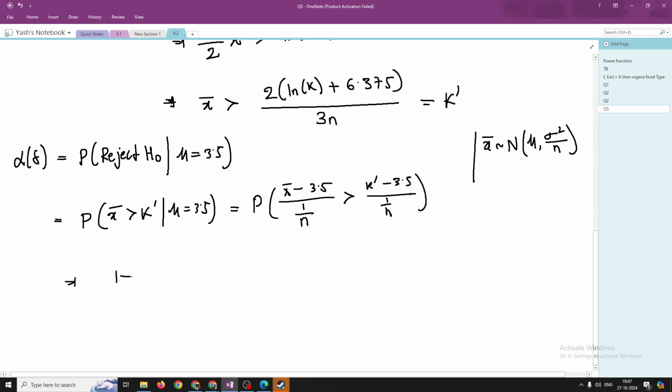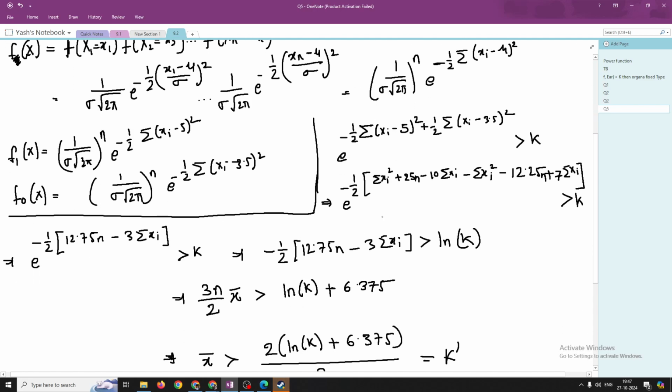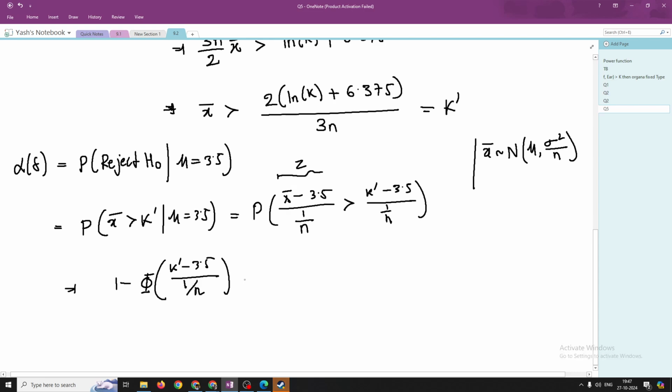This basically gives 1 minus phi of... now this is a z variate, right? So I can just write this as 1 minus phi of (k prime minus 3.5) by 1 by root n, and according to my question this should be less than or equal to 0.1. So we cannot work with an inequality. What we do is we just fix this to be 0.1, and now I calculate what this particular value of k prime is.